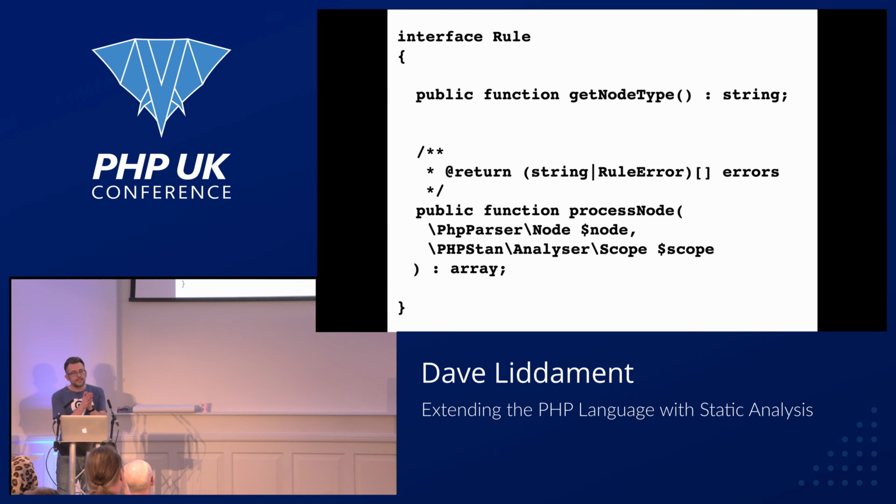So to create a PHPStan rule, you need to provide an implementation for PHPStan's rule interface. And this requires the implementation of two methods. The first is getNodeType, which is pretty easy. And the second one is processNode, which is a lot more complicated. ProcessNode returns an array, and if it's an empty array, that means there are no errors. This particular rule hasn't found any issues. Otherwise, it returns an array of one or more issues that it's found.